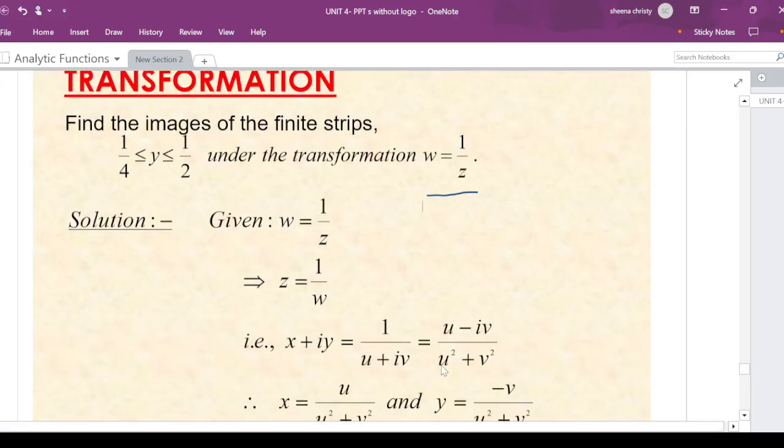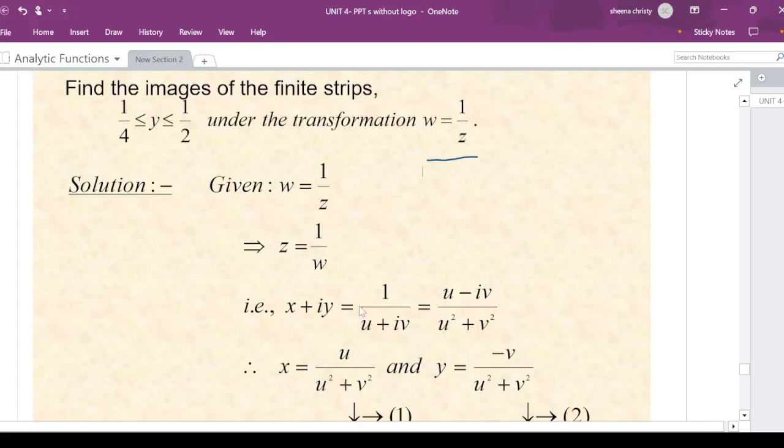What is Z? X plus iY. W we know is U plus iV. So multiply and divide it by its conjugate U minus iV. You will get U minus iV divided by U plus iV into U minus iV, which gives you U square plus V square. Now separate the real and imaginary parts from the left hand side and right hand side. You will get X equal to U by U square plus V square and Y equal to minus V by U square plus V square.